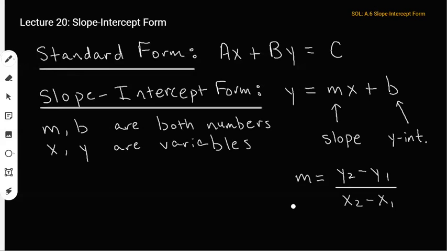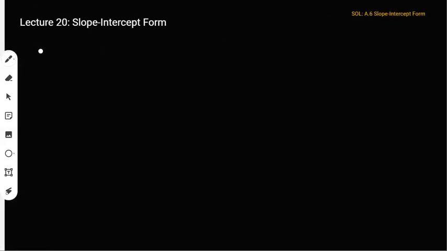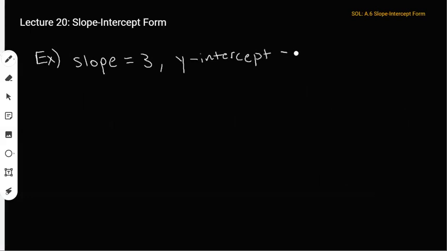So today what we're going to be doing is writing the slope-intercept form of equations given a slope and a y-intercept. Okay. So let's say our slope is 3. So our slope is going to equal 3. And our y-intercept is going to be 4. And what we want to do is write an equation y equals mx plus b. That's our slope-intercept form. So all we need to know is what m is and what b is.